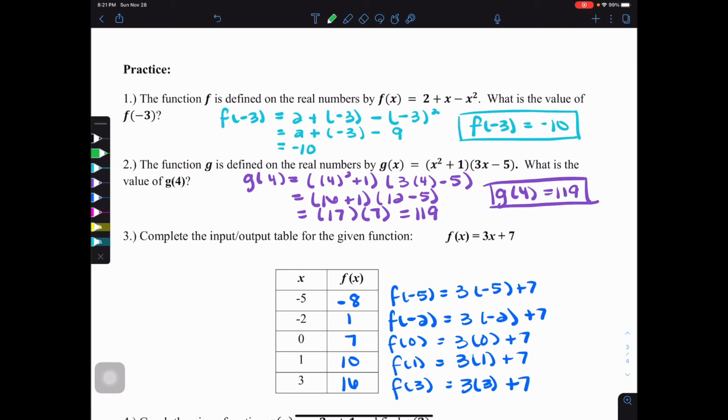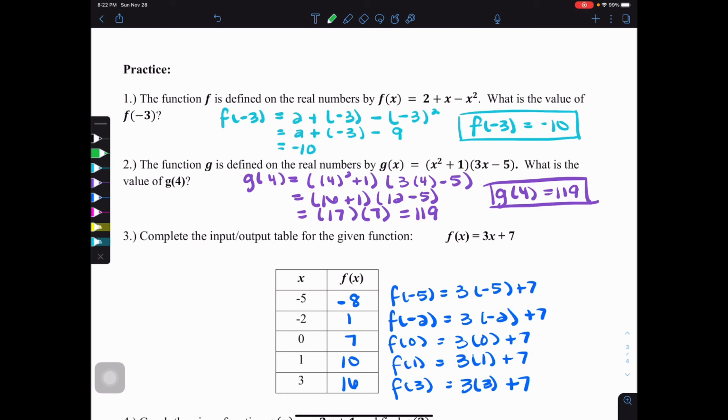For number 1, the function f is defined on the real numbers by f of x equals 2 plus x minus x squared. What is the value of f of negative 3? So you can see that I wrote f of negative 3, and everywhere where the function originally had an x, I have swapped out the x with a negative 3, making sure that I use parentheses. Then I followed order of operations. Parentheses first, then exponents. We had exponents.